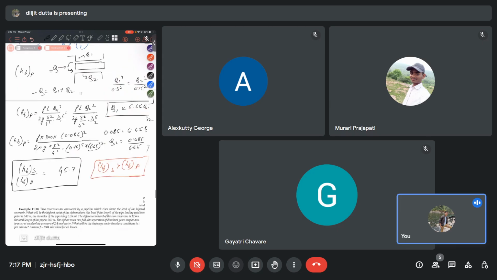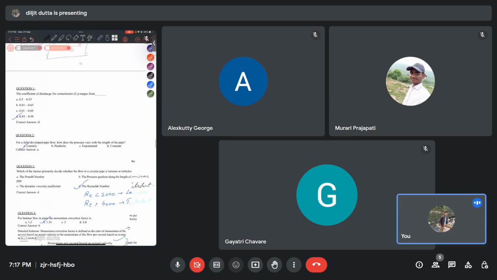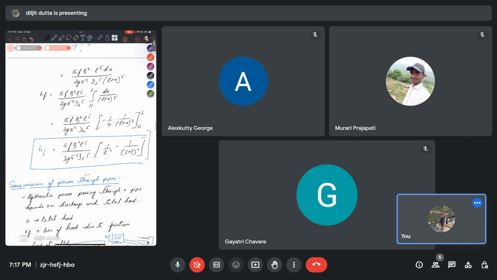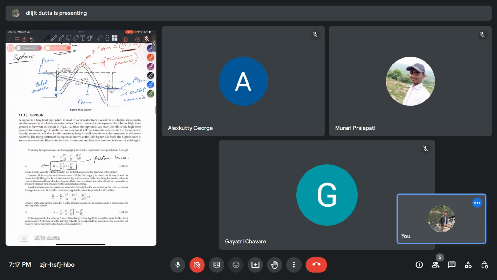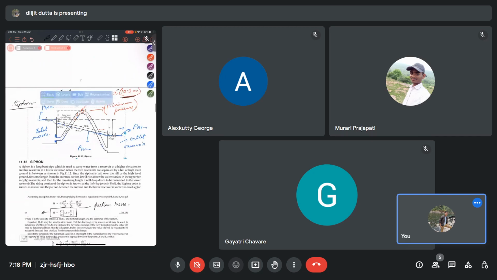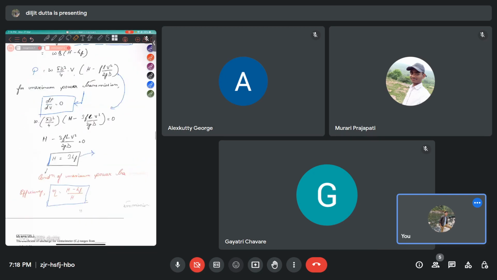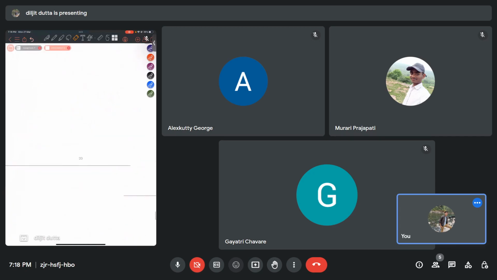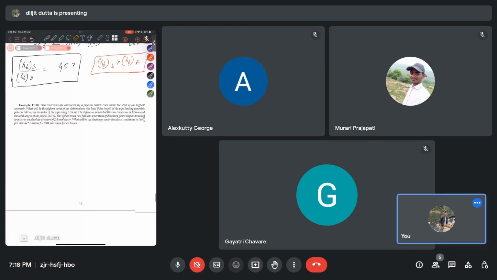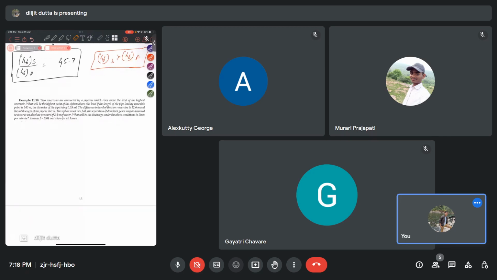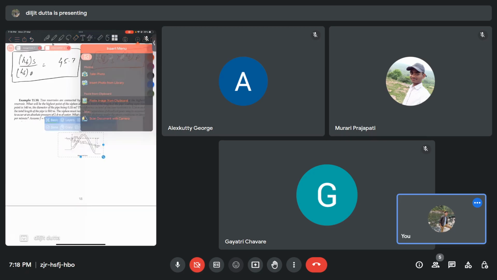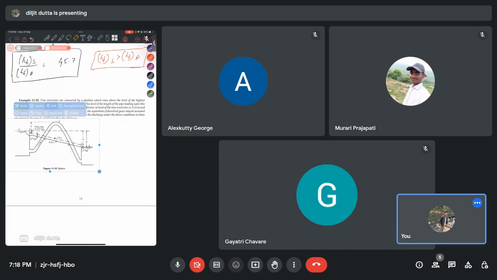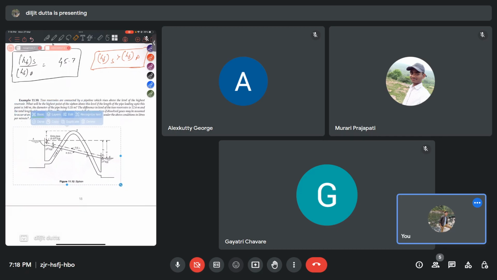Okay, so we'll just have a schematic diagram. I will copy this siphon diagram, I think. So, okay. Okay, so this is a diagram.